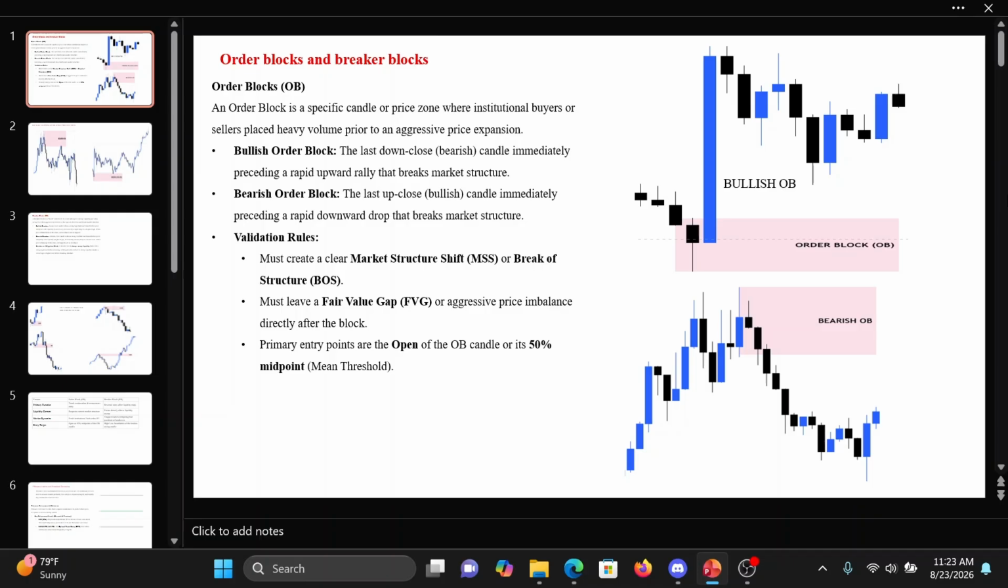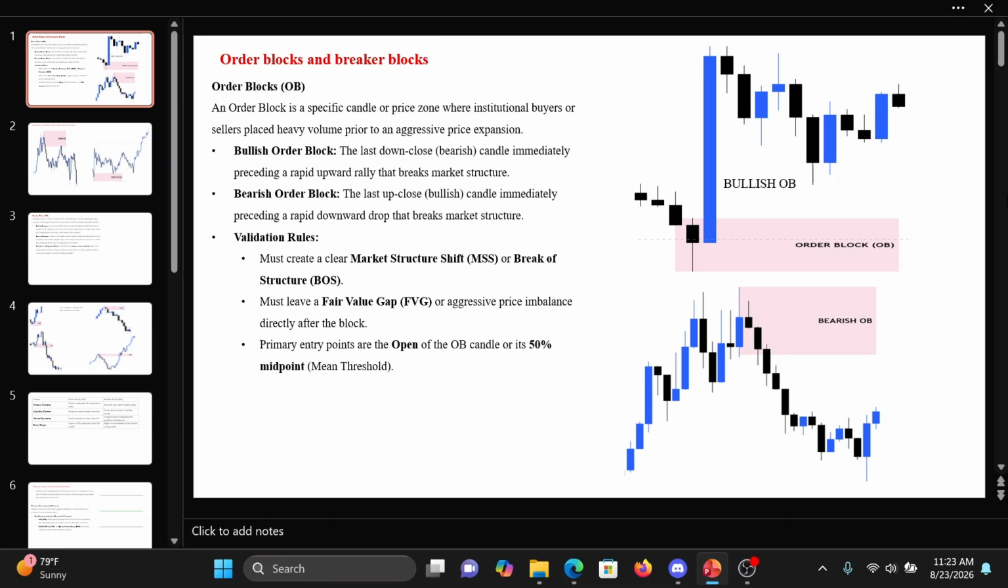We are on this module again about order blocks and breaker blocks, where we shall look later on at the Fibonacci levels and the other standard deviation points as we go through. Let's get started. So, an order block is a specific candle or price zone where institutional buyers or sellers place heavy volume prior to an aggressive price expansion.